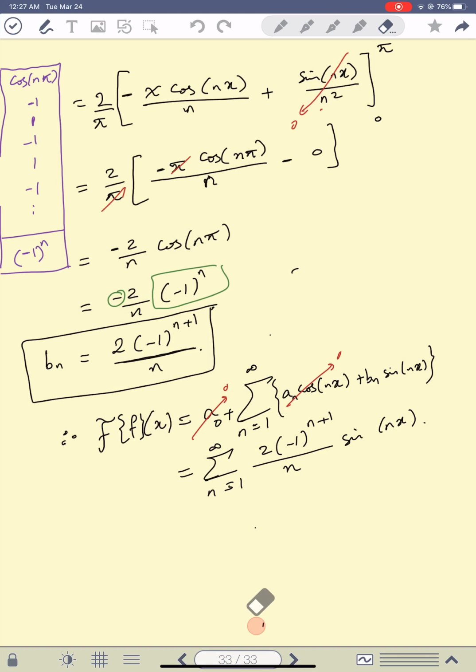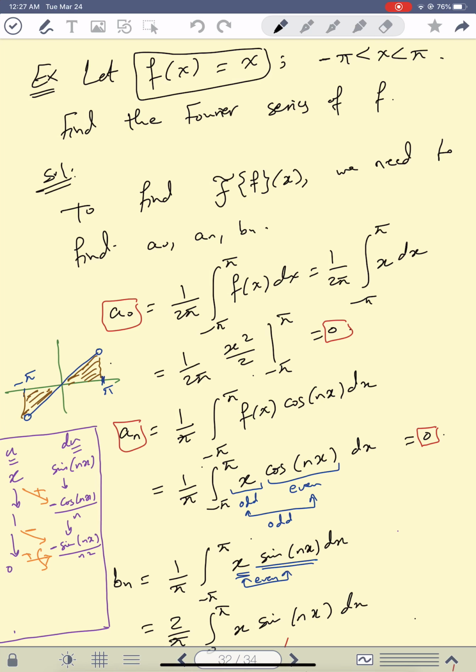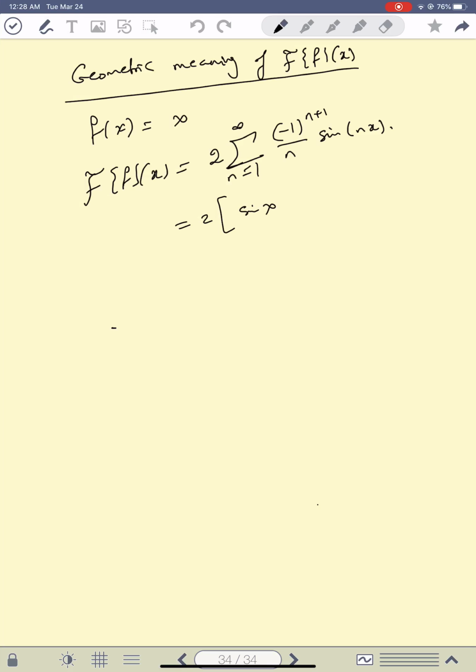So in our example, we had the function x. We found its Fourier series. It was 2 times the sum from 1 to infinity of -1 to the n plus 1 over n sine nx, right? This is what we found in the end. If you expand this sum, what do you get? You get 2 times: when n is 1, you get sine x. When n is 2, you get minus sine 2x over 2. When n is 3, you get plus sine 3x over 3, and so on, right? Then you get a positive sign, negative sign, positive sign, and so on.